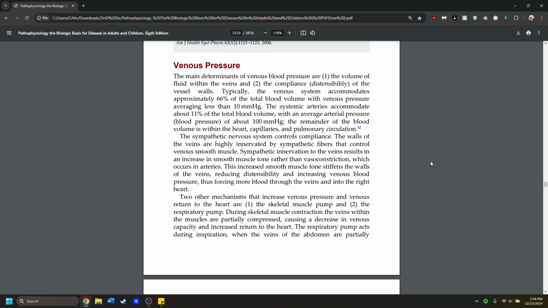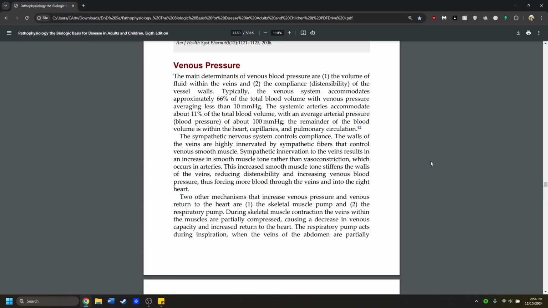So, that leads us to venous pressure. The main determinants of venous blood pressure are the volume of fluid within the veins and the compliance, or distensibility, of the vessel walls. Typically, the venous system accommodates approximately 66% of the total blood volume, with venous pressure averaging less than 10 mm of mercury.